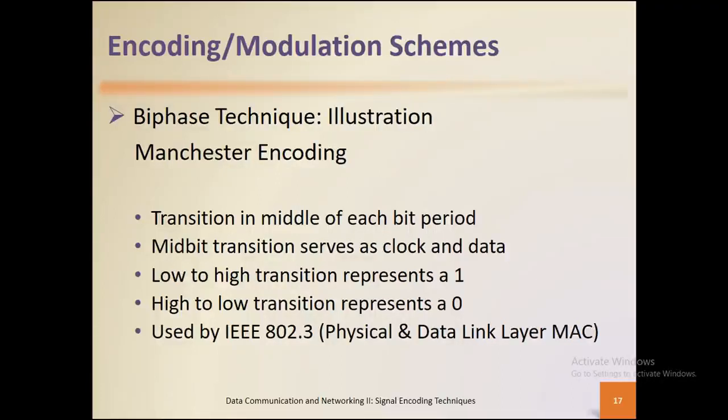And they usually use low to high transitions represented by ones. High to low transitions are represented by zeros, and it is widely adopted within data communication systems like the IEEE 802.3, which is the physical and data link layer of MAC addressing, especially at switching levels. This is a highly adaptive encoding technique, very, very efficient.